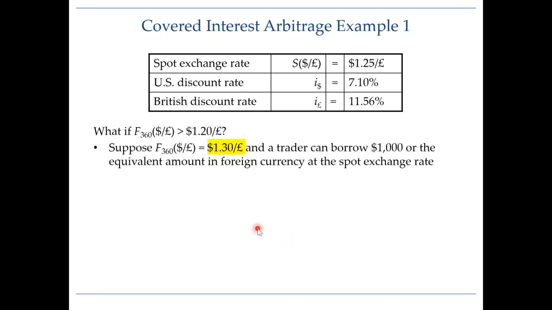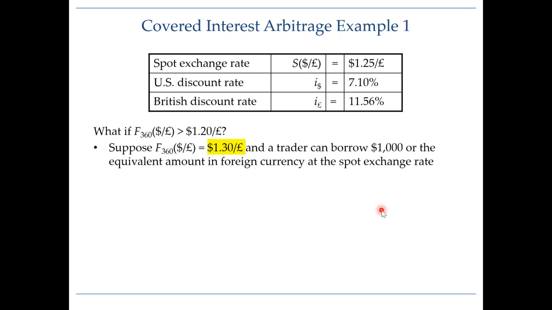So suppose the forward rate happened to be $1.30. And for simplicity, let's assume that we can borrow $1,000 or the equivalent amount in foreign currency at the spot exchange rate, which means $1,000 converted into pounds at the rate of $1.25 per pound. That is 800 pounds. So we can either borrow $1,000 or 800 pounds.